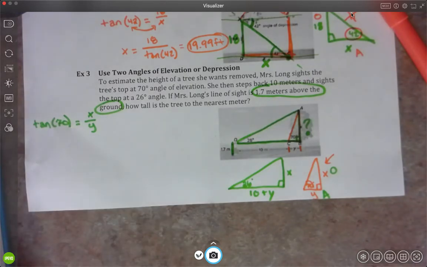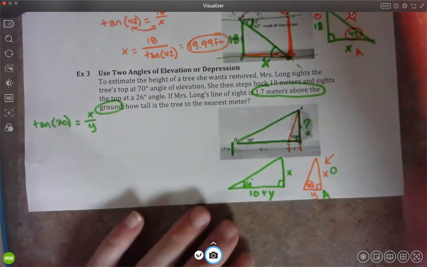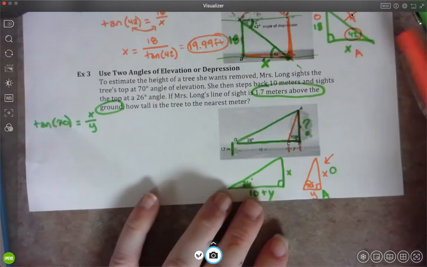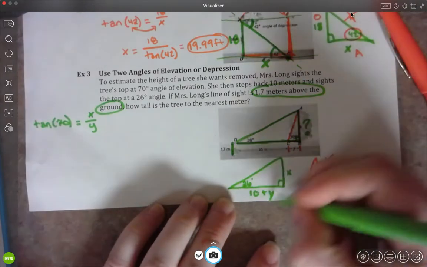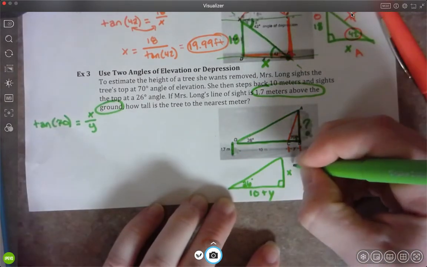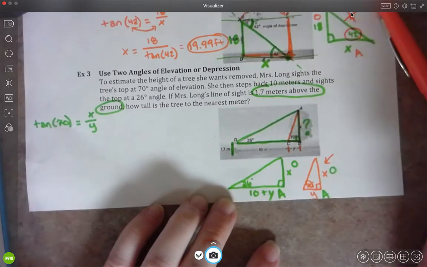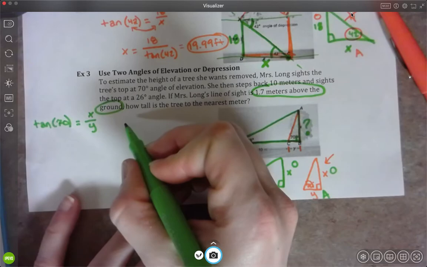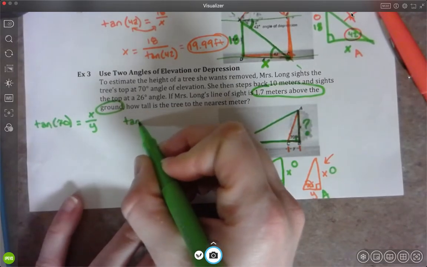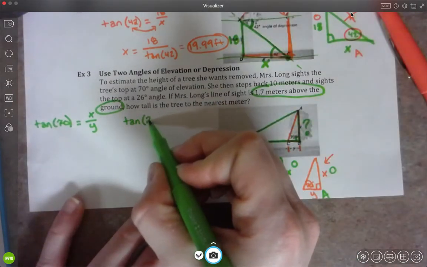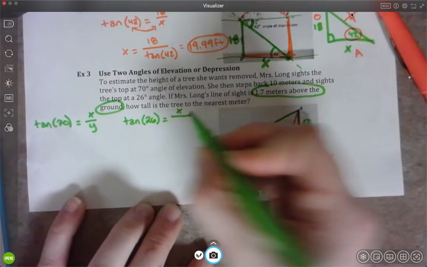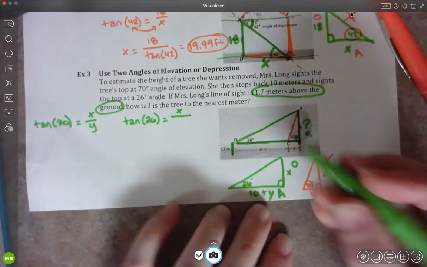So let's see if we do the same thing for the second one, this green side. I should have put that in orange, but whatever. If I do the same thing for this green guy, we have an opposite here and adjacent here, for the 26 degrees. If I write him out, he will be tangent as well: tangent of 26 degrees will be opposite, which is x, over the adjacent side, which is 10 plus y.